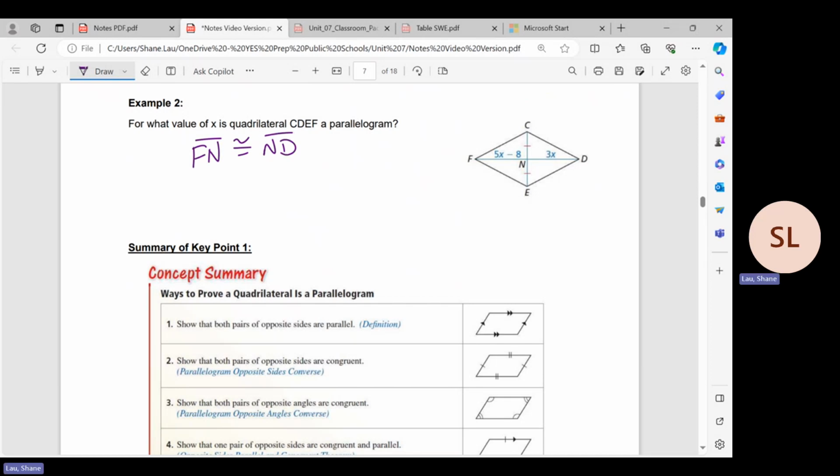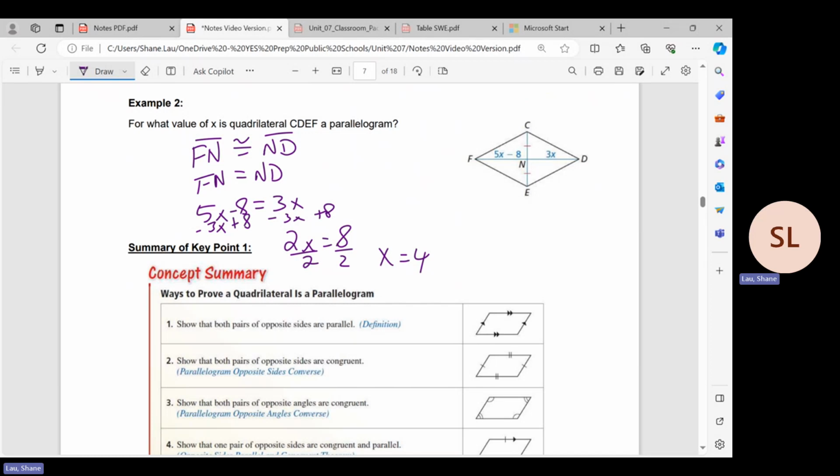And we're going to do the same thing that we did in the previous problem. FN must equal ND. And therefore, because I know those expressions, 5x minus 8 equals 3x, and we'll solve. So plus 8 on both sides, minus 3x on both sides. We get 2x equals 8, divide by 2, divide by 2, x equals 4.